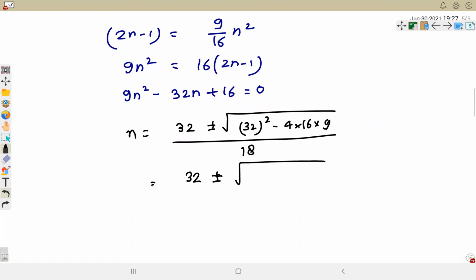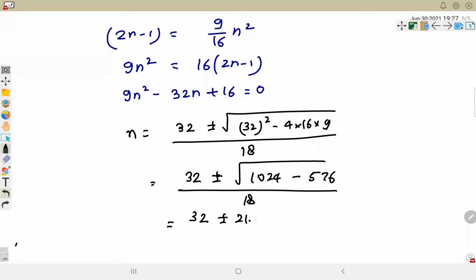So if you solve, it is 1024 minus 576 divided by 18. 1024 minus 576, do this, 21.1. So 32 plus minus 21.16 divided by 18. 2.95 seconds, that is one value, and the other value is 0.6. So the second value is not possible.